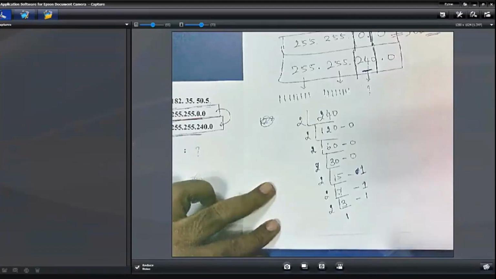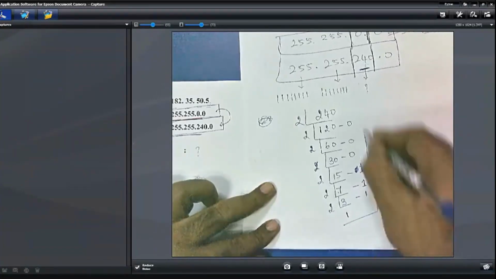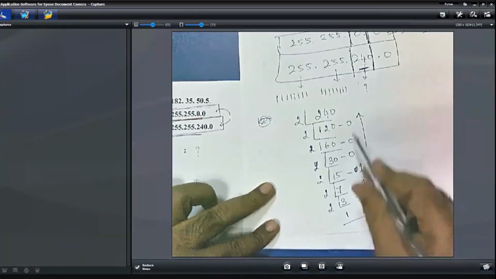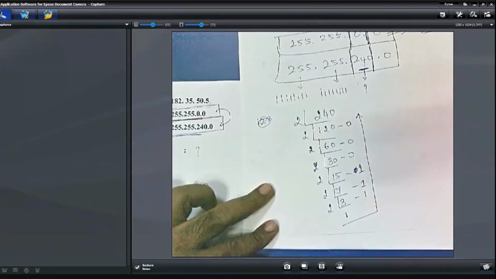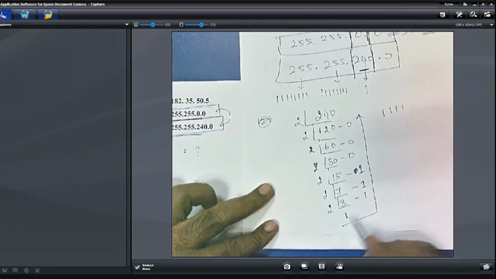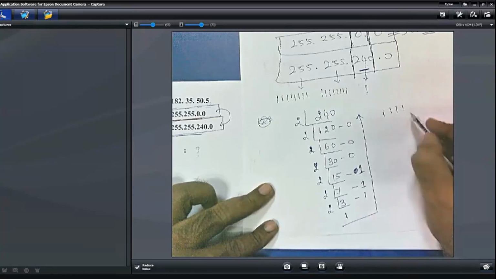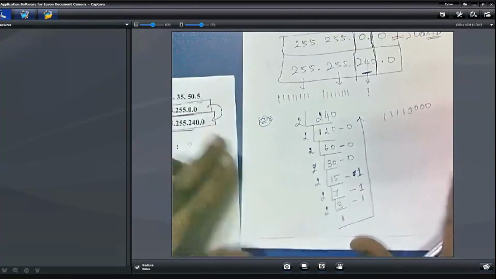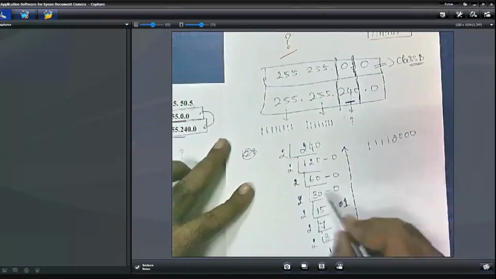Okay, now you can see you have to write it from here. So 1 2 3 4 5 6 7. Okay, there are 7 bits available. So 1 1 1 1 0 0 0 0.